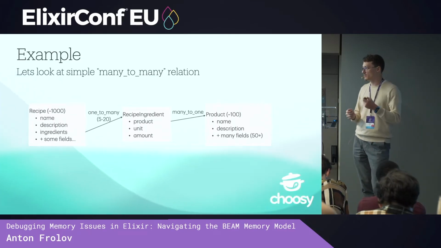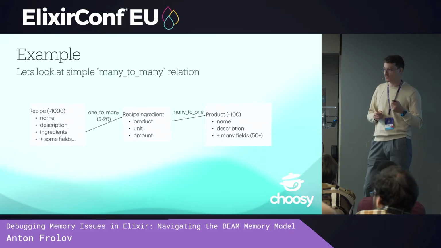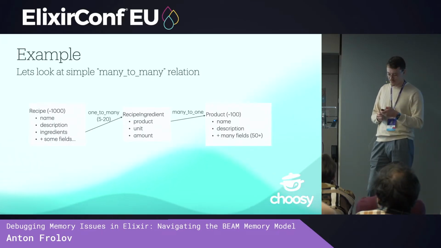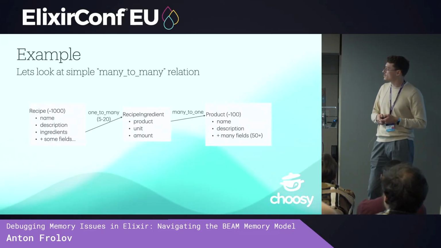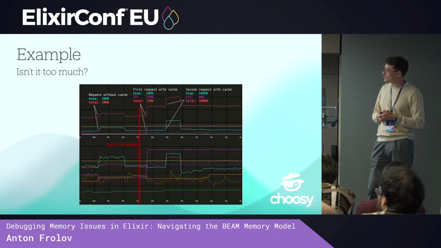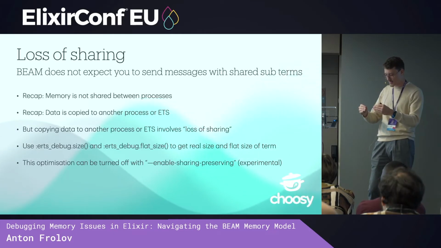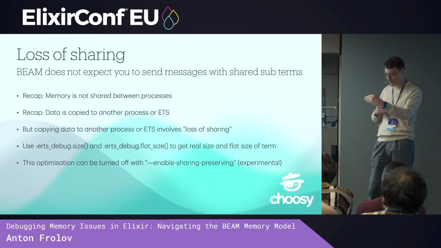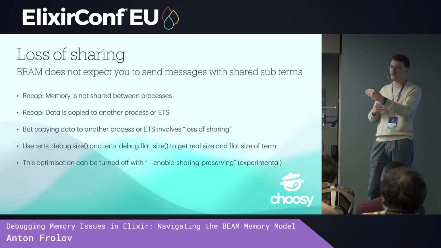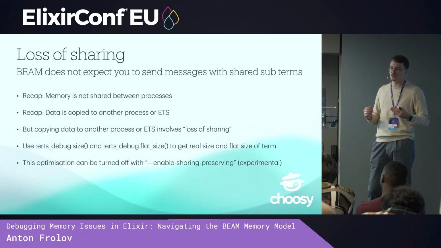Because it doesn't matter for a functional language. Every time you modify something, it's just going to create a full copy of your data and modify it. And so what happens is that when you copy data to the ETS, your 100 products are going to become 12,000 product entries because they're just copied, so the sharing is not preserved.